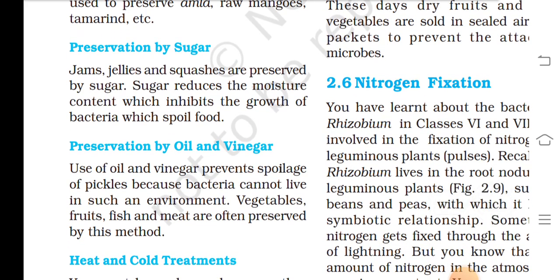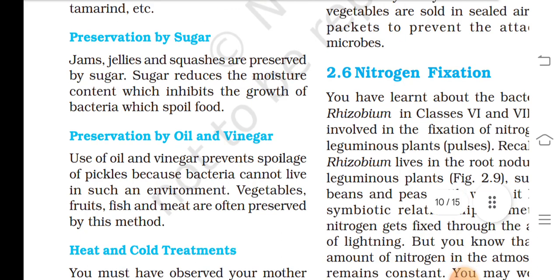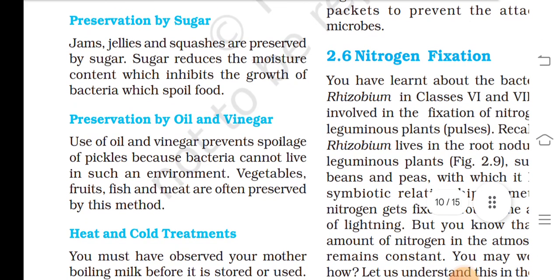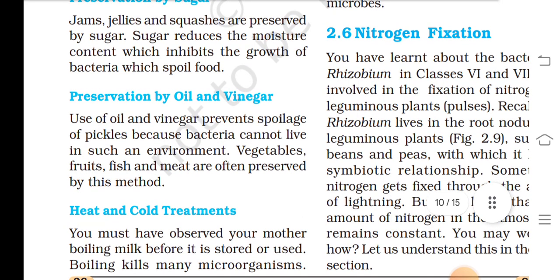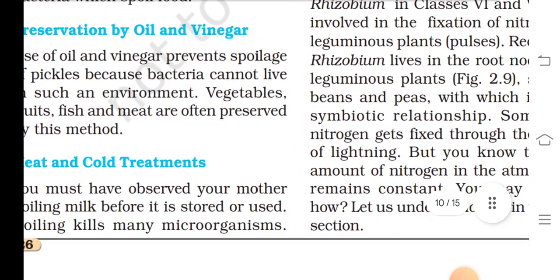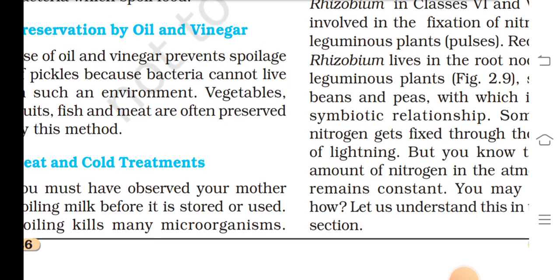Preservation by sugar. Jams, jellies, and squashes are preserved by sugar. Sugar reduces the moisture content, which inhibits the growth of bacteria that spoil food. Preservation by oil or vinegar.